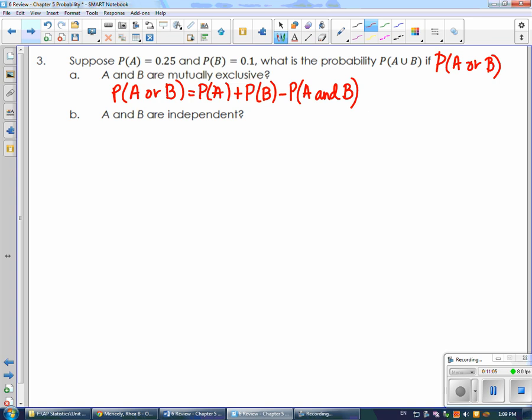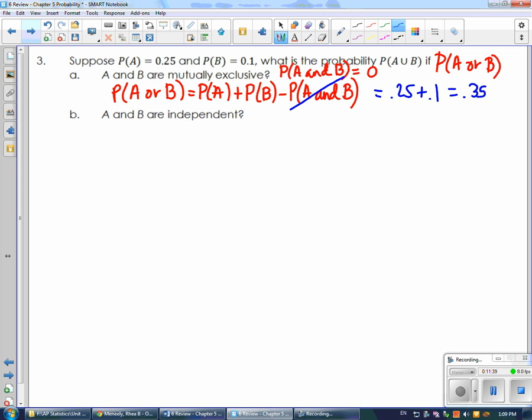Well, if the two events are mutually exclusive, that means that there is no overlap. That means that the probability of A and B, if there's no overlap, there's no way that the two events could occur at the same time, so the probability is just 0. And so I'm just going to cancel that out. So I'm just trying to find then the probability of A plus the probability of B, 0.25 plus 0.1, that gives me 35%.